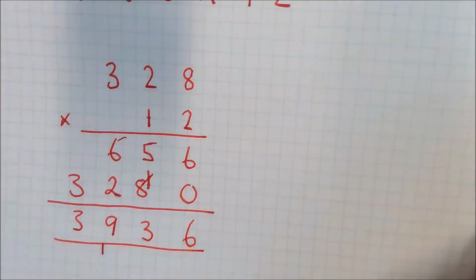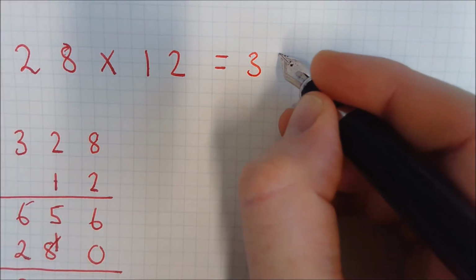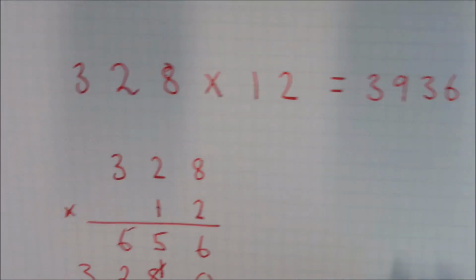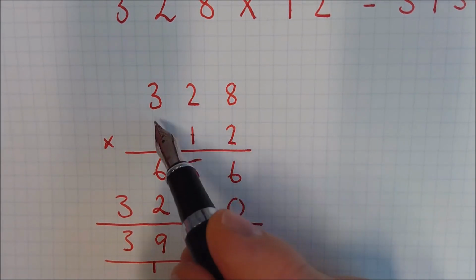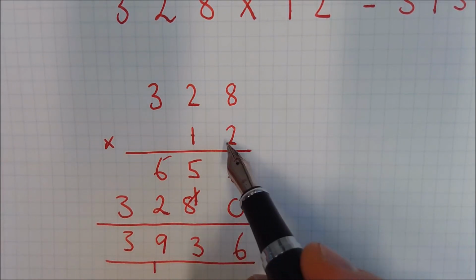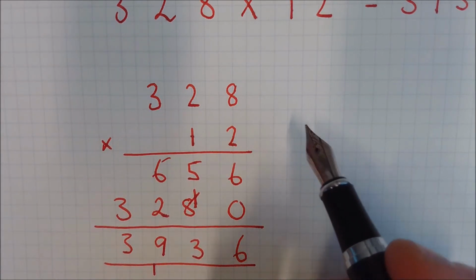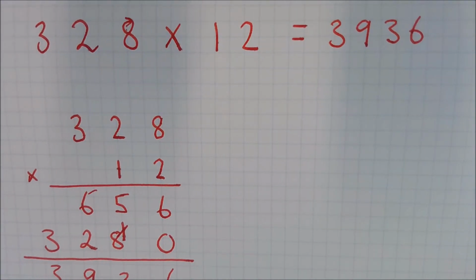So 328 multiplied by 12 is 3,936. And we know that answer is reasonable because 10 lots of 328 would be 3,280. With another 2 lots of, well, 300 for estimation's sake, gets us close to that. So we know that that answer is reasonable.